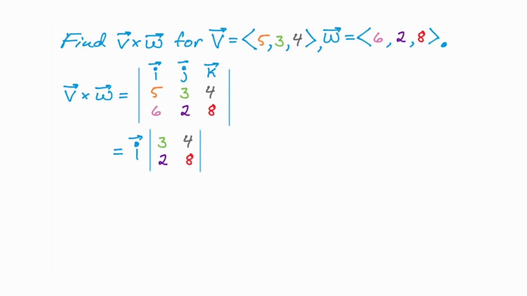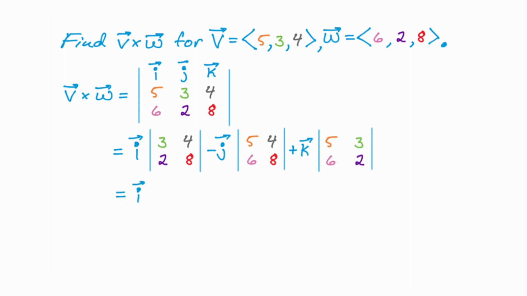Now, minus J, that's the killer one. Cross out the row and the column, so we're going to be left with 5, 4, 6, 8, and then plus k. Cross out the row and the column for k, we're left with 5, 3, 6, 2. All right, now we just have to do these, right?